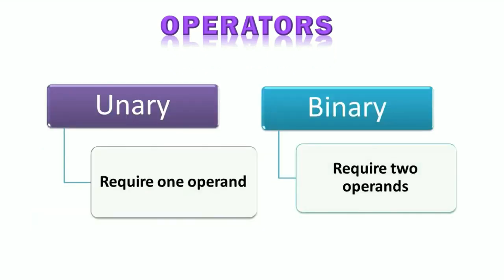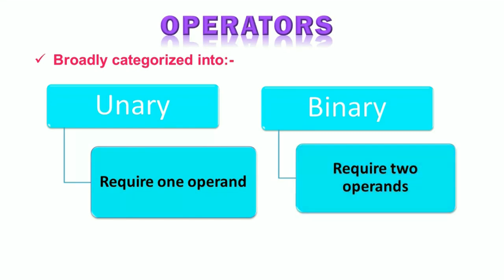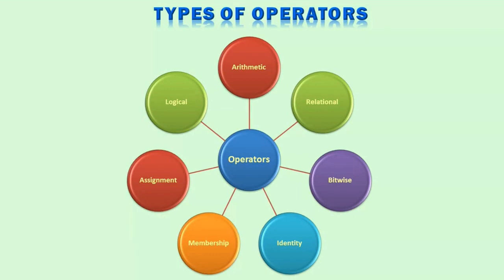In Python, operators are broadly categorized into two: unary operators and binary operators. Unary operators are those operators that require one operand to operate upon. Binary operators are those operators that require two operands to operate upon. So all unary and binary operators belong to these 7 types of operators: arithmetic operators, logical operators, assignment operators, membership operators, identity operators, bitwise operators and relational operators.